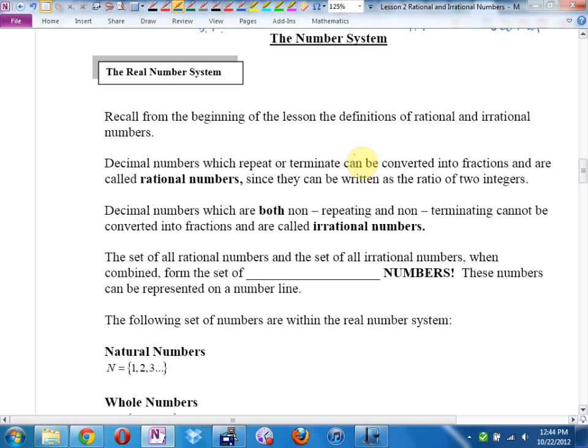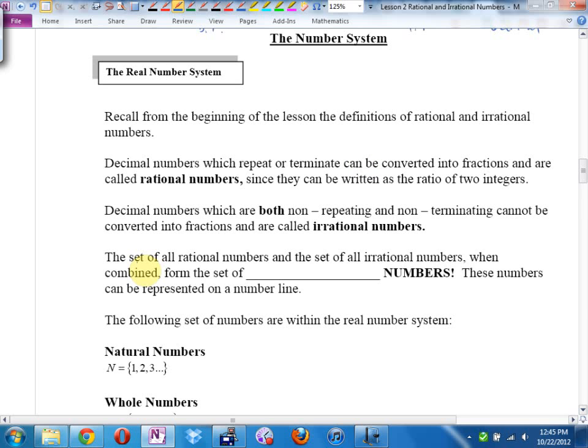The number system. So let's categorize every number that's ever existed. The real number system. Recall from the beginning of the lesson the definitions of rational and irrational numbers. We have numbers that either repeat or terminate. Rational, those can be written as fractions. How? If it's repeating, put it over that many 9s. If it terminates, put it over that many 0s. Then we have irrational numbers, numbers that can't be written as a fraction. Pi, most square roots, and they're recognizable in their decimal form because they go on forever without repeating.